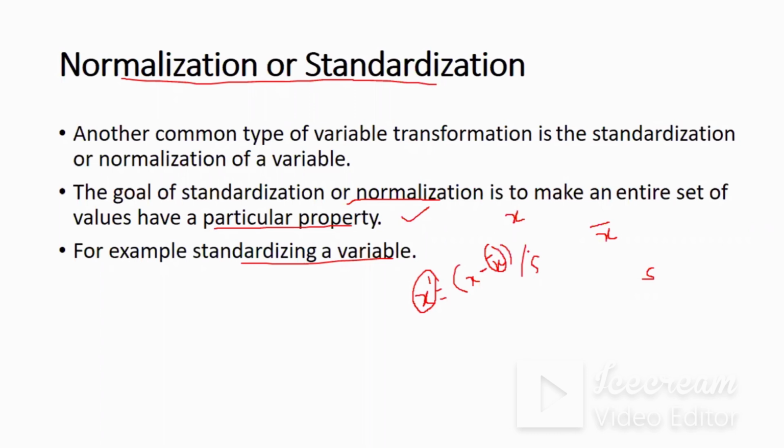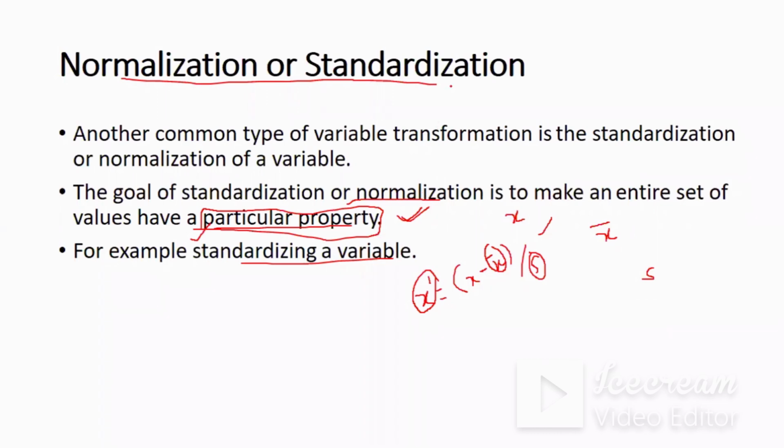What happens here is the mean value is going to be fixed, and the standard deviation value is going to be fixed by doing this activity. So the entire set of values is going to have a particular property, a fixed mean and standard deviation. That is the intention of normalization or standardization.